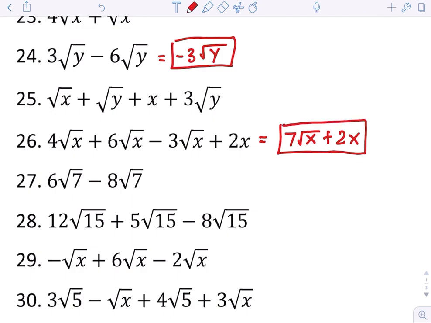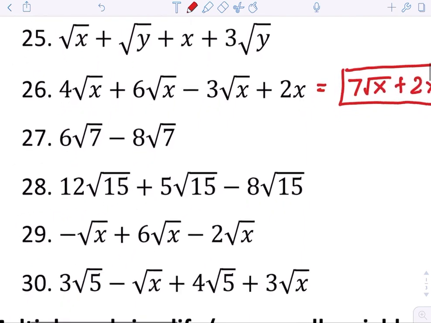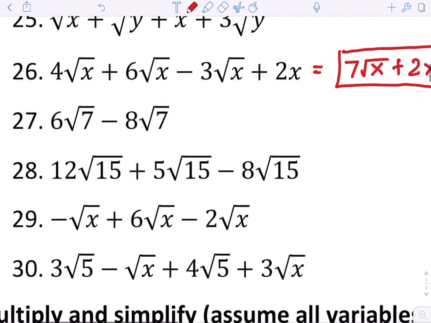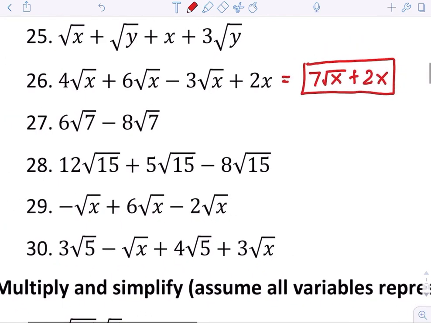Okay, 28. Now, radical 15 cannot be simplified, so basically, we just combine like terms. So 12 plus 5 is 17. 17 minus 8 is 9. So 9 radical 15.